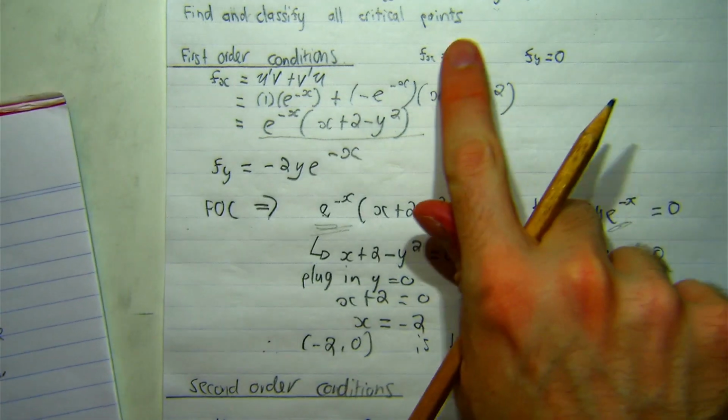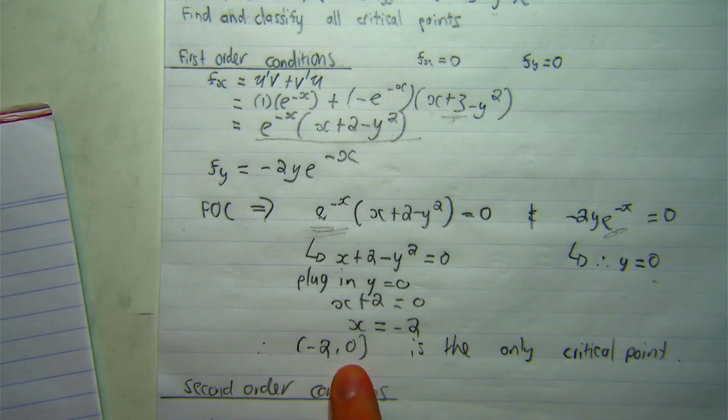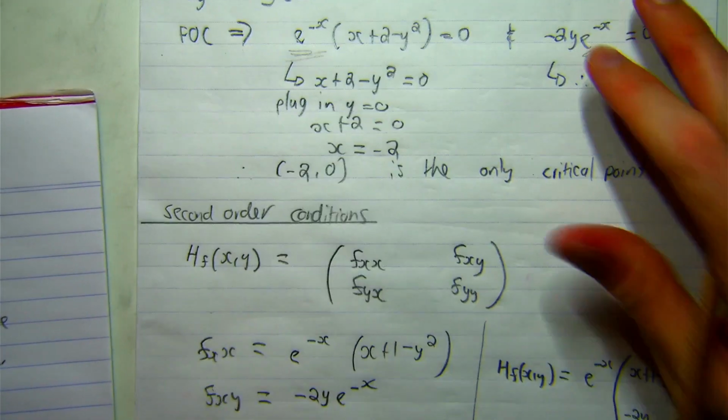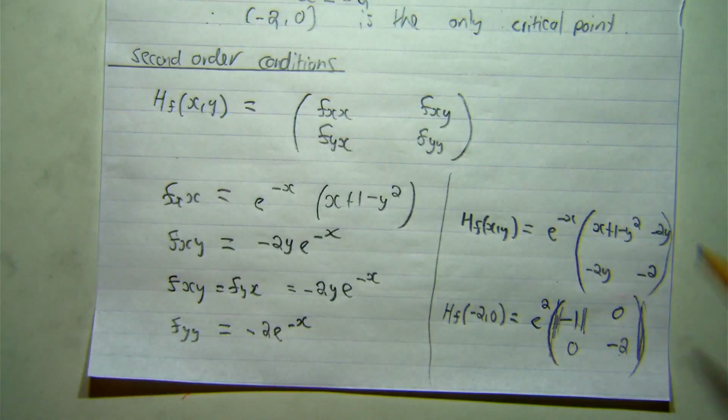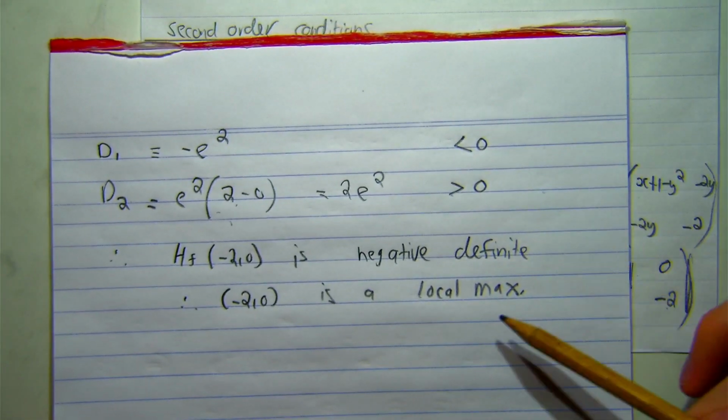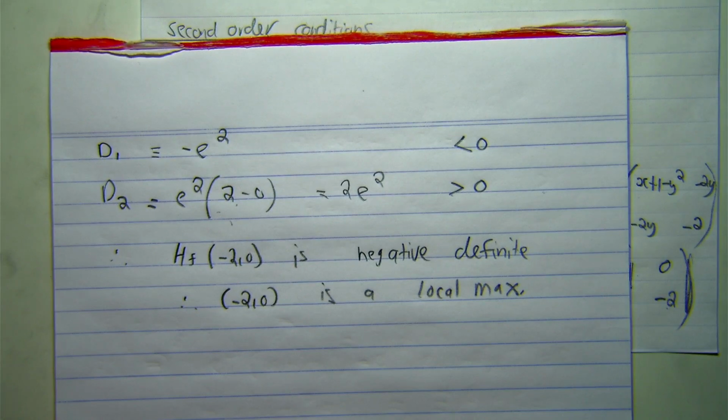We've found all the critical points, which was just 1, (-2, 0), and we've classified it by analyzing the definiteness of the Hessian matrix. It is negative definite, and so thus that point is a local max.